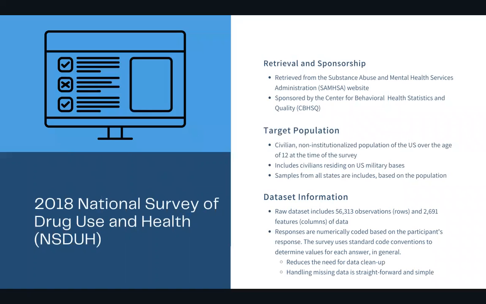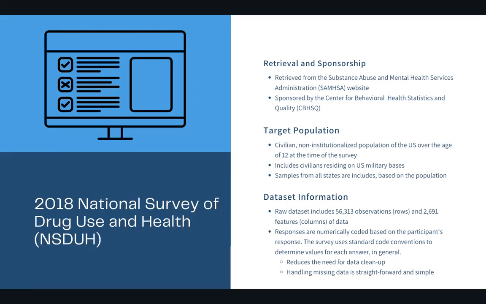The data set, the 2018 National Survey of Drug Use and Health, was retrieved from the Substance Abuse and Mental Health Services Administration website. It was sponsored by the Center for Behavioral Health Statistics and Quality. Along with the data set, I downloaded the accompanying codebook. This was useful to decode the data set and better understand the survey methodology.